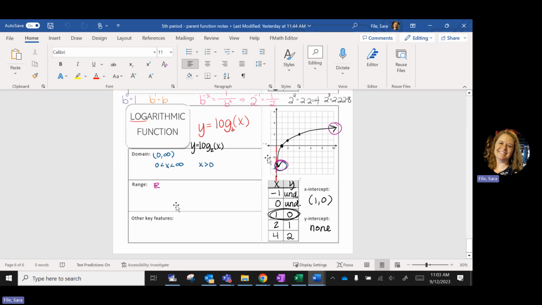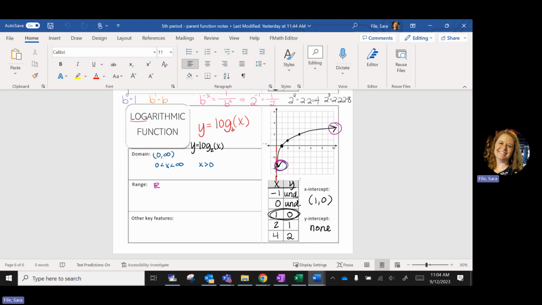We talked about how this dashed red line here stopped us from going any further left. So that restricted our domain. So our domain was 0 to infinity, and it did not include the 0. But the range, it goes down forever, and as it's going right, it's going up forever. So the range was all real numbers. Okay, all right, so we have all of the domains and ranges.